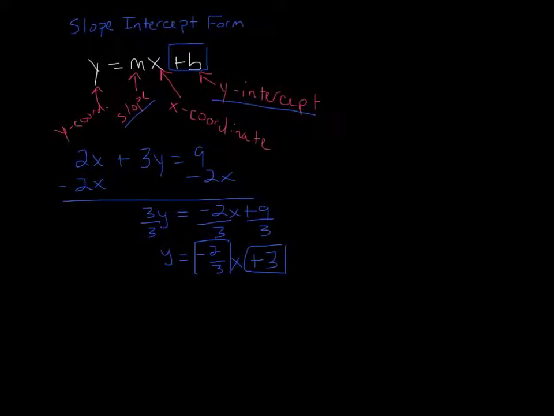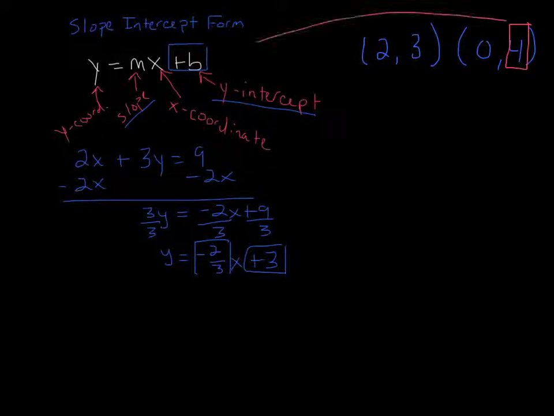Let's say, for instance, you were given two points, like the point (2, 3) and the point (0, 4). The reason I can use slope-intercept form is that I know right away, by looking at this, that when my x value is 0, that's my y-intercept. So my 4 is already the y-intercept, and I'm already part of the way into solving this equation.